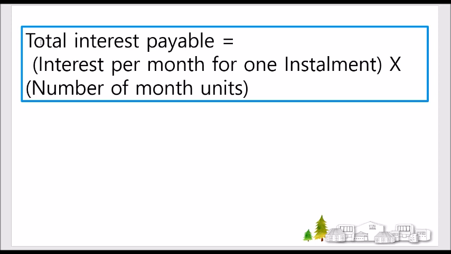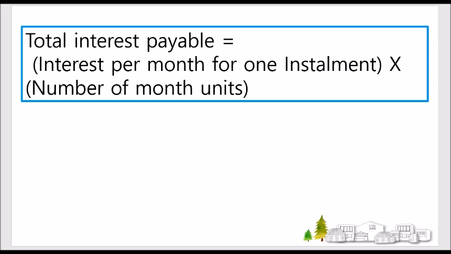Total interest payable equals interest per month for one installment multiplied by number of month units. You can see there is a new word, number of month units. පුතාලා ඔළුවේ තියාගන්න මේ number of months නෙවෙයි, මේ month units. You can refer to your textbook, page 4 of the textbook. You can find further information about that word. I would like to invite you, please refer to your book.